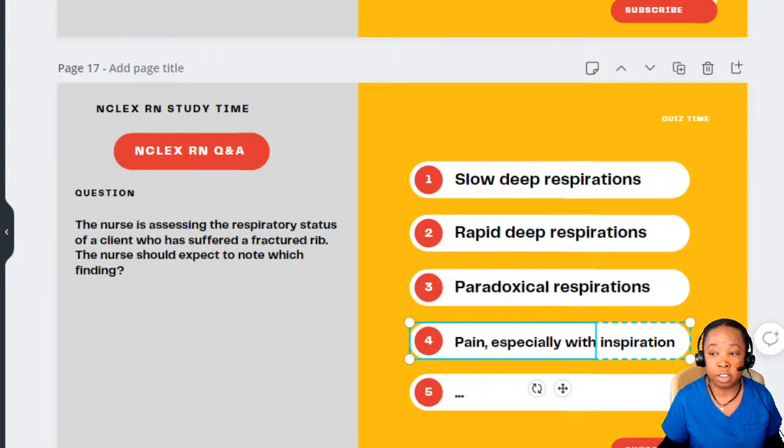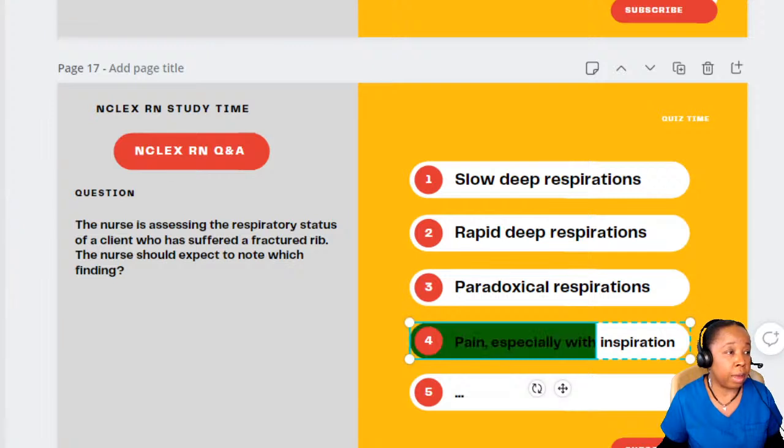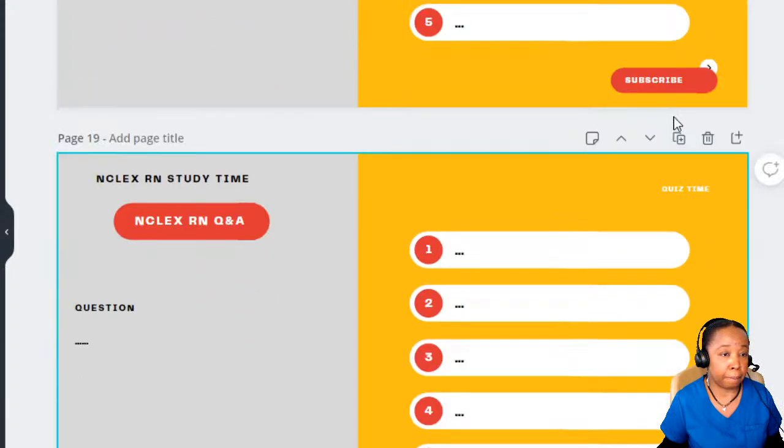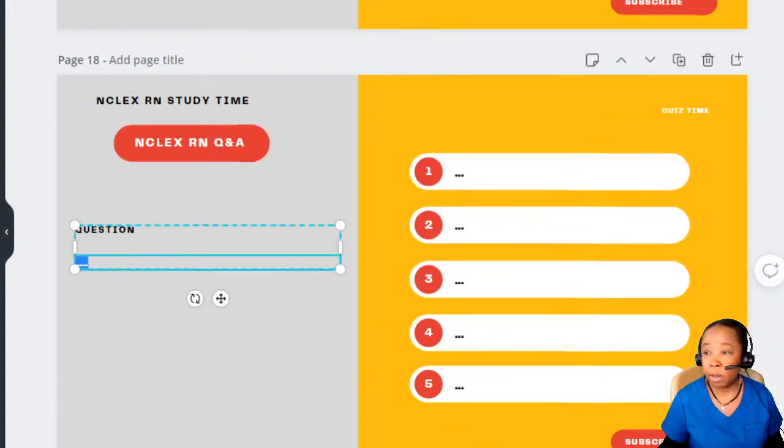Each time the patient takes a breath, the patient will feel some kind of pain. It will be very painful. So that's the reason number 4 is the correct answer. So let's move on to the third one. Third question.